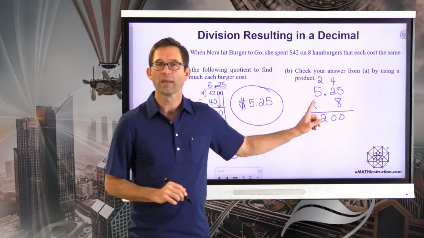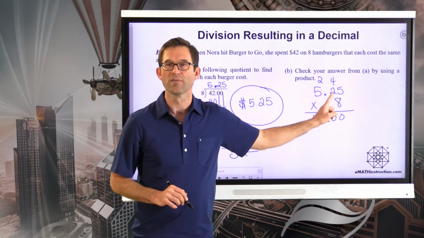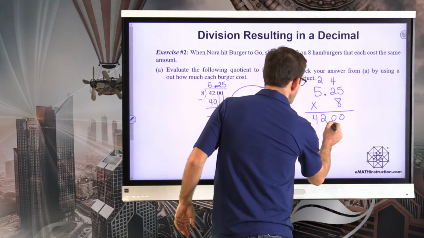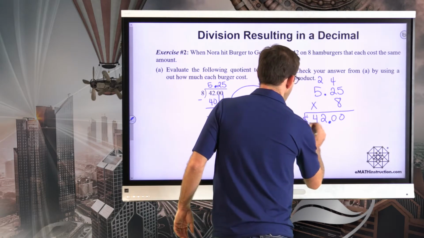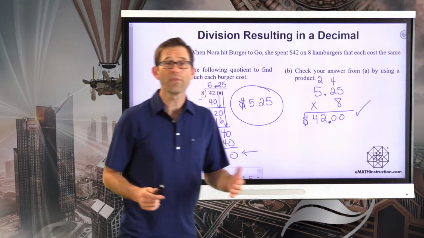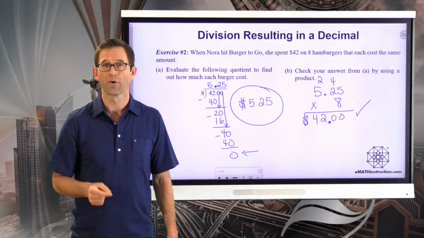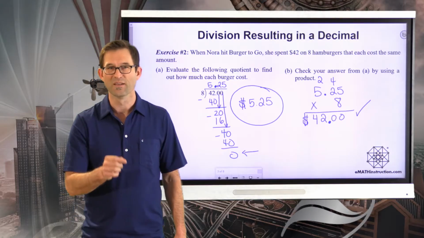And keep in mind now, because I've got 2 decimal places in this decimal part of the product, I'm going to have 2 decimal places here, which means I've got my $42. The important thing here is, of course, again, the fact that we can check the division by using a product. All right, let's keep moving on.